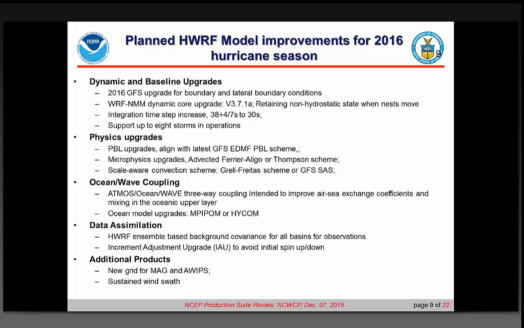So with that background, I'll quickly go through the planned improvements for 2016. It will be still a 3 kilometer, but we will make some additional changes to the dynamics. The physics will be upgraded with the latest PBL from GFS. And the ocean wave coupling is the major effort here, a three-way coupled system. The HWRF has two purposes. One is to absorb the hurricane wave model that Bob was showing in his previous presentation, and also to migrate towards more realistic ocean initial conditions based on HYCOM. The data assimilation will continue its improvements with implementation of incremental analysis updates in the inner core area.